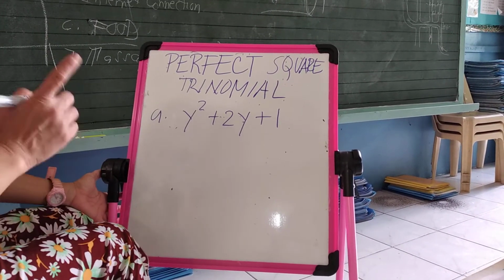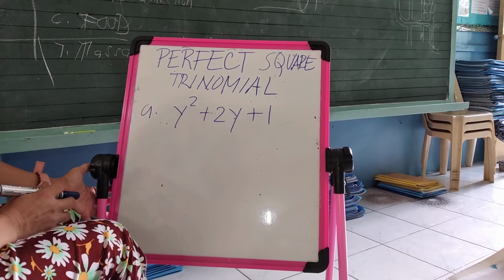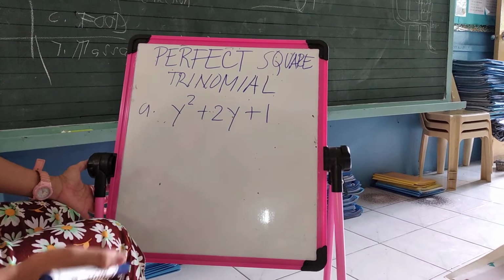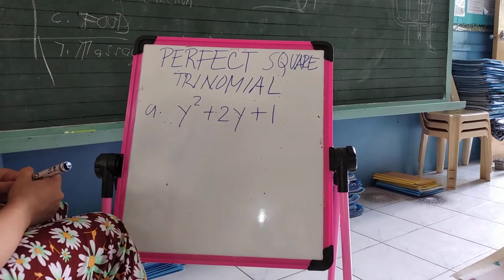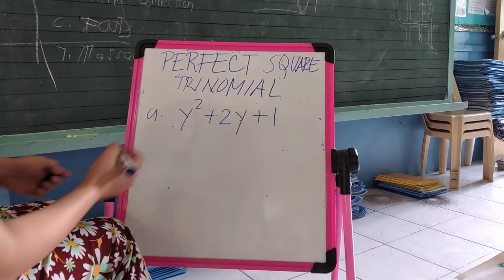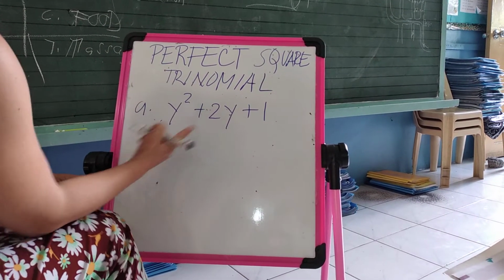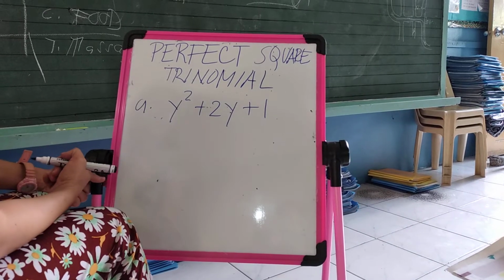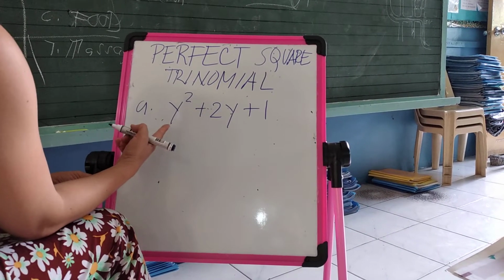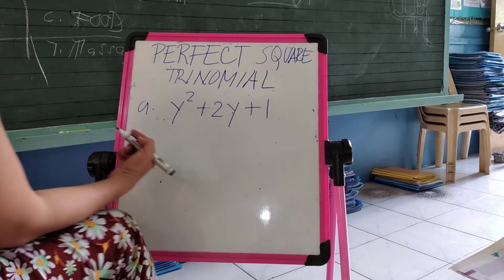Okay, grade 8. So how are we going to determine whether a given trinomial is a perfect square or not? So remember, you have to check first. The first term should be a perfect square and the last term should be a perfect square. Okay? So how will you know if it's a perfect square? Try to get the square root.